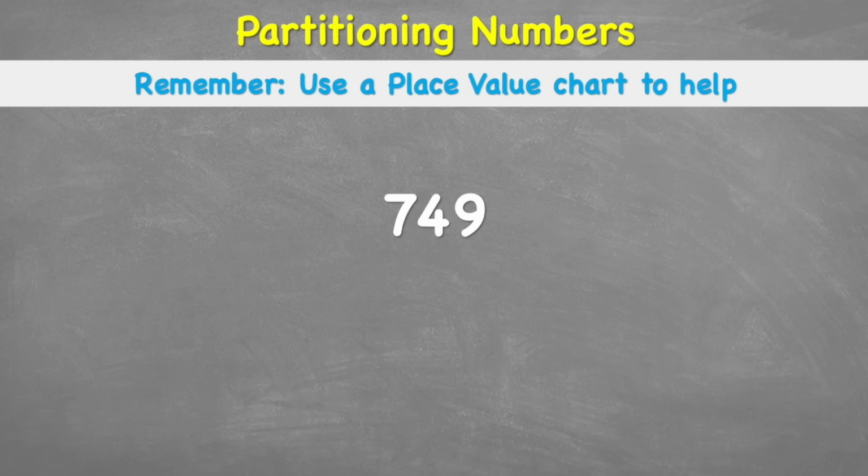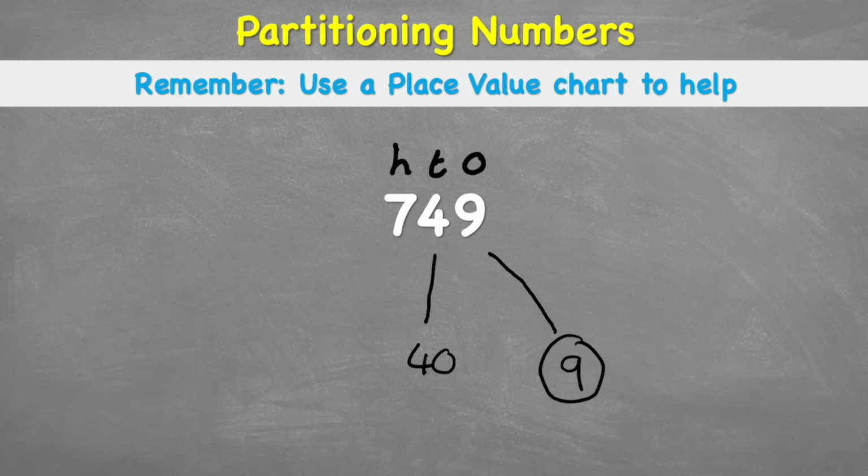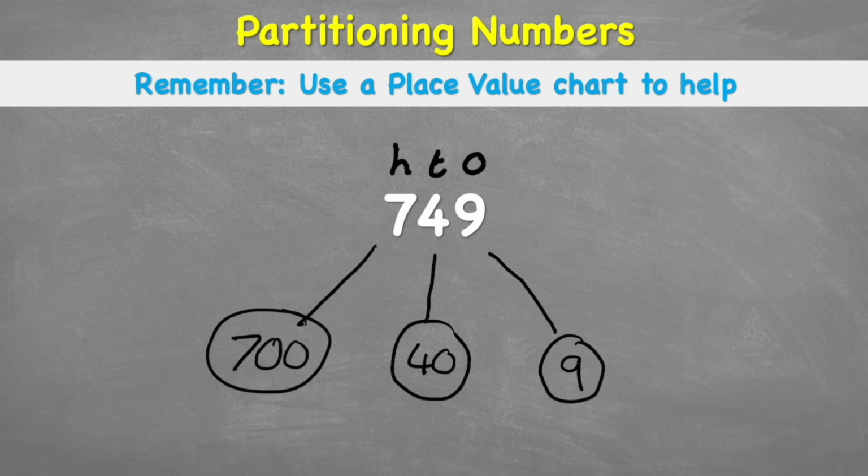So I can see with my 749 that I have 9 ones, I have 4 tens, and I have 7 hundreds. So therefore, when I'm partitioning, I can break this down into 9 single ones, 4 tens, which would be 40, and 7 hundreds, which would be 700. Let's make sure I've done that correctly by adding them all together again and seeing if I get back to my original number.